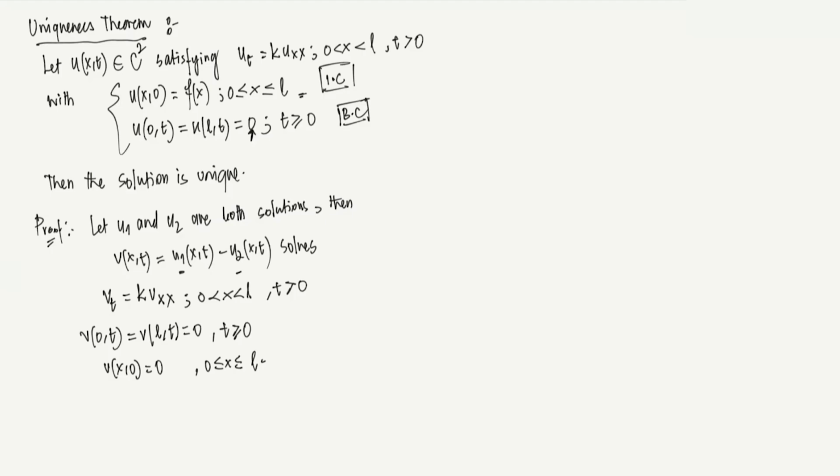we need to define something called the energy function. You remember we did a similar thing for the wave equation. So we define an energy function J(t). The energy of the system in this case is 1/(2k) times the integral from 0 to L of v squared dx. What we need is to differentiate this with respect to t. Therefore, J'(t), we can differentiate it.